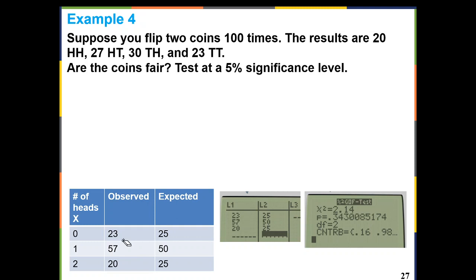We put these again observed in L1, we put expected in L2, we run the test. What's the p-value? 34%. What does that mean? That means that under the chi-square distribution, we get these numbers, the differences, right, and add them.